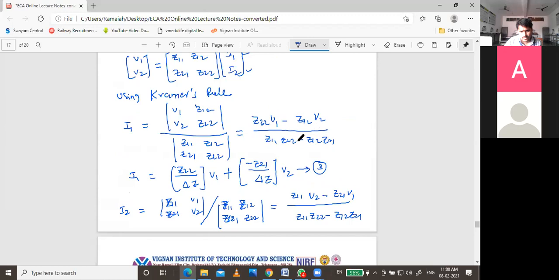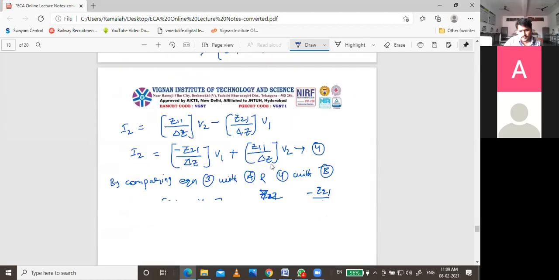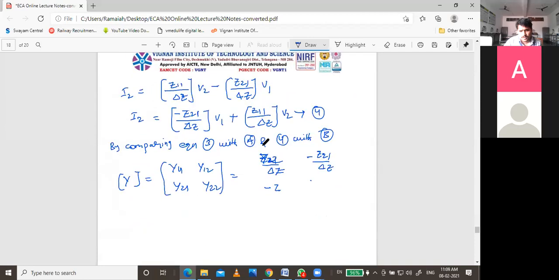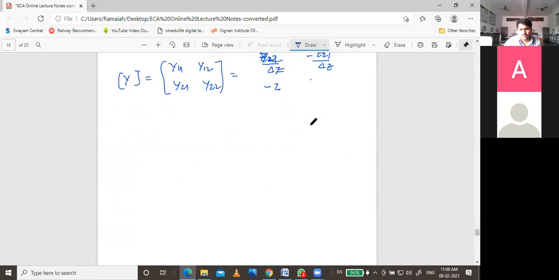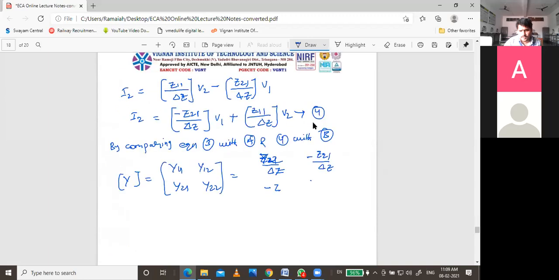This is Z12. See, the Z12 into V2. So this is Z12. Z12 here. Okay. Not this one. This one is correct only. Z21. So Z12, this is Z12 by delta Z, minus Z21 by delta Z. Next, this is Z11 by delta Z.